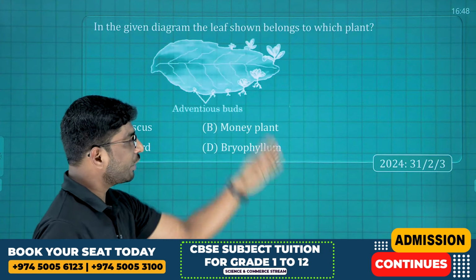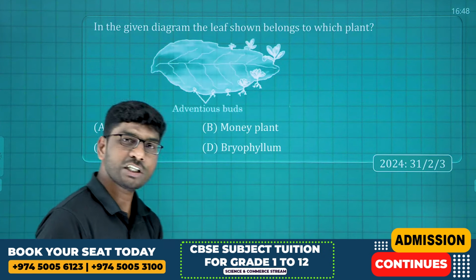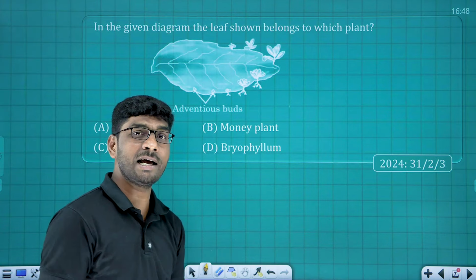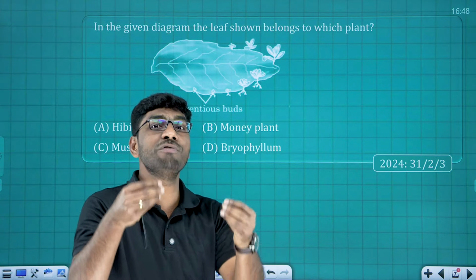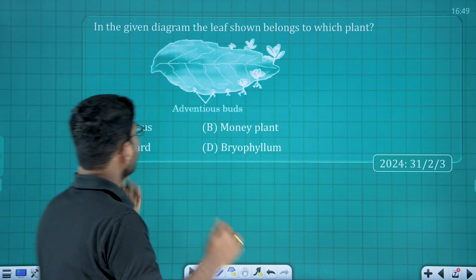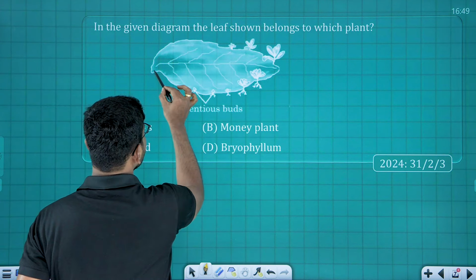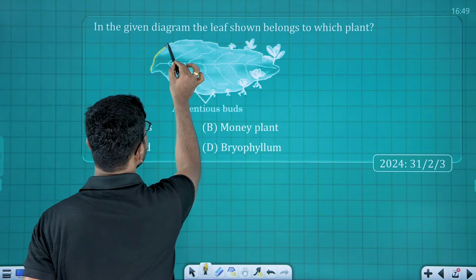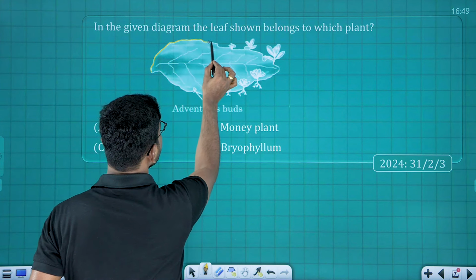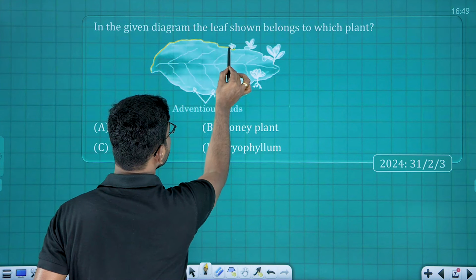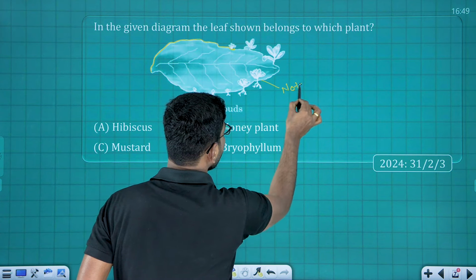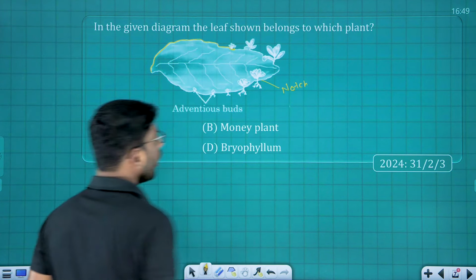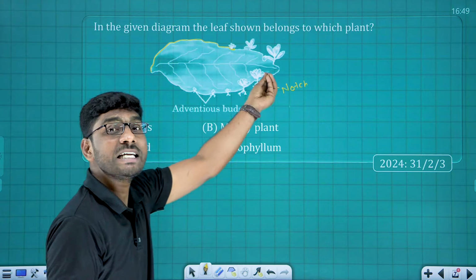Question 2024 again. Asexual reproduction. If you look at this diagram, vegetative propagation, Bryophyllum. Yes or no? Look at this leaf, there are some structures on the leaf. This is a leaf. This is called the leaf margin. On the leaf margin, some structures are there. These structures are known as notches. In this notch, a small plant is produced.